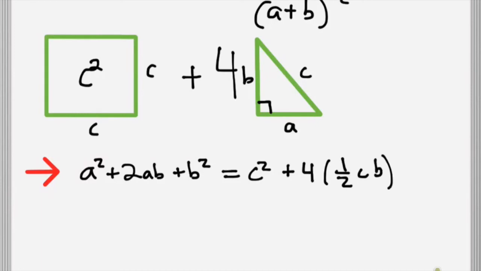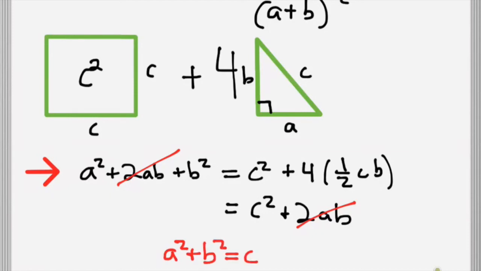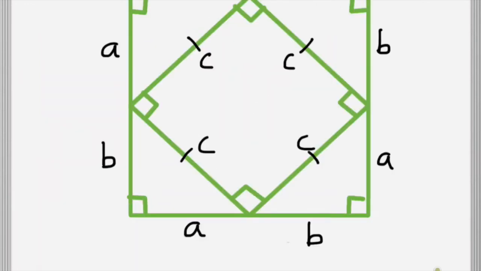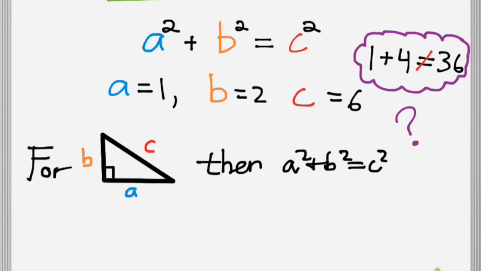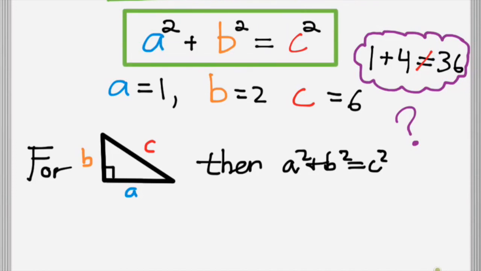Okay, so then you get c squared plus 2ab, and then if you notice, these two cancel, and you're left with a squared plus b squared equals c squared, and that is why it is true. There's your answer. Boom. And now you can understand why the Pythagorean theorem is as shown.